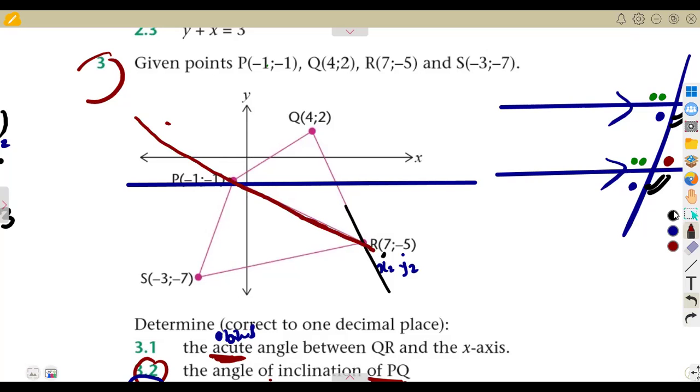If you consider this line, you are going to see that you have got your x-axis. The angle of inclination between this line and the positive, which is the right side of the x-axis, is this angle here. Let's say this angle is theta. It is the same angle as the corresponding angle between the same line and the x-axis, which is our theta.